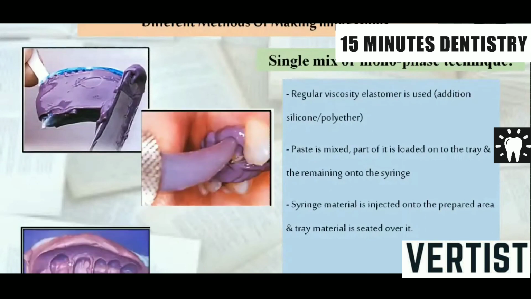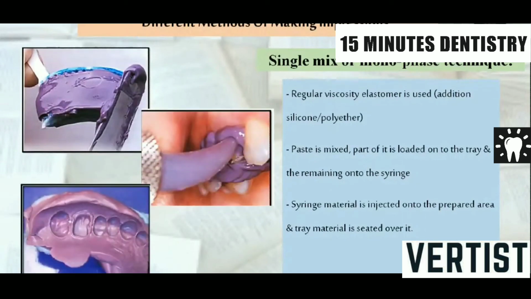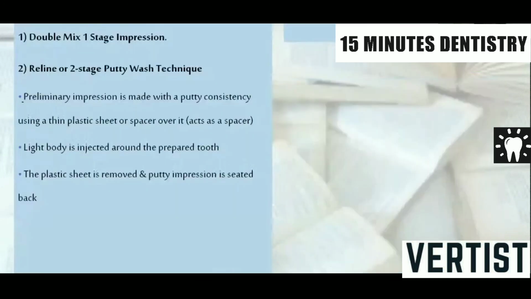So the single mix or monophase technique here, like polyether and the medium body of addition or condensation silicone, you can use. You can use a material, load the tray and place it in the patient's mouth, and you can make an impression. In the same way, there is the double mix or multiple mix. That means you can use a combination of putty and light body. Two consistencies you can use.